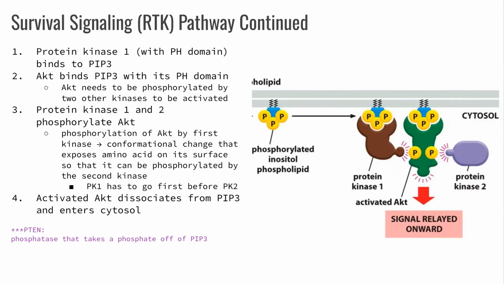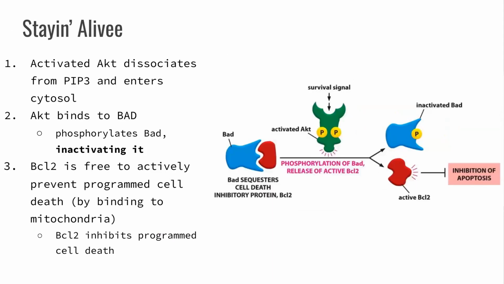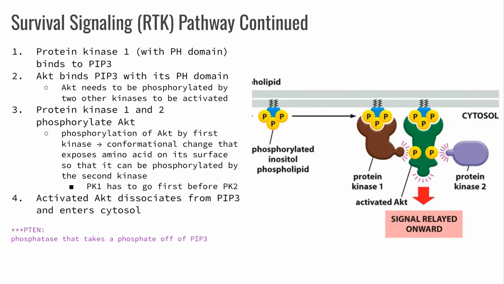The activated inositol phospholipid basically is used to activate both protein kinase 1 and AKT. AKT is what's eventually going to inhibit apoptosis. But before it can be fully activated, it needs to be activated by two separate kinases. It needs to be activated by protein kinase 1, which is activated by the PIP3, and then it also needs to be activated by protein kinase 2.